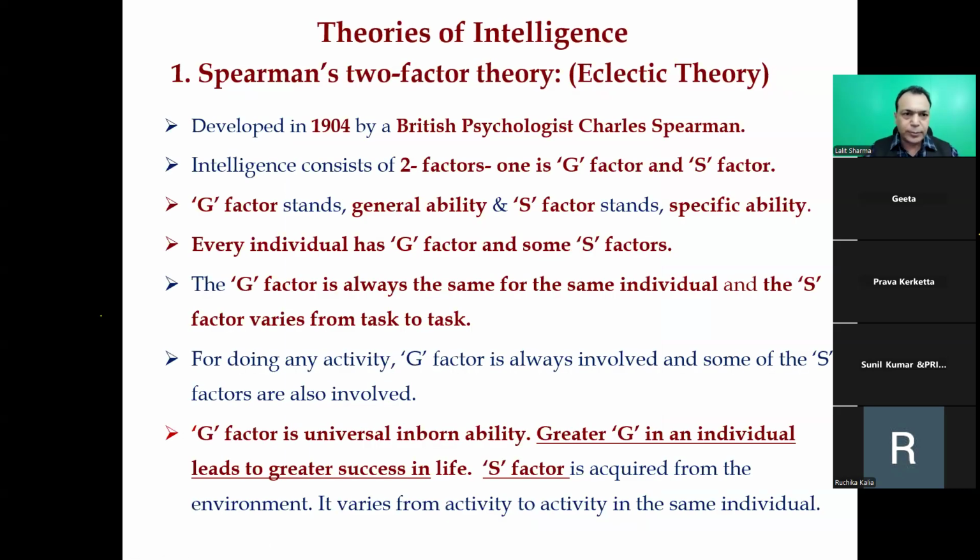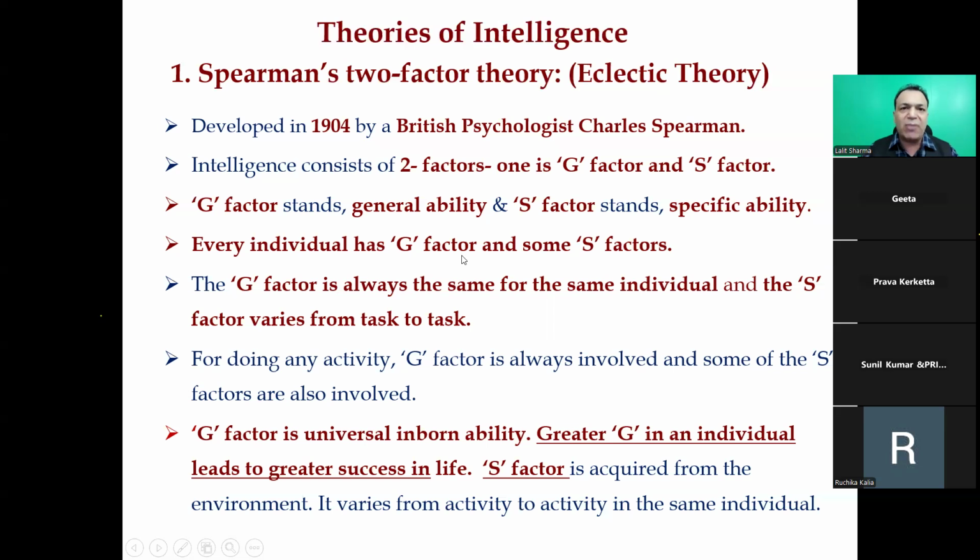One by one. Number one, this theory was given by Spearman in 1904. Okay, he was a British psychologist, Charles Spearman. His full name is Charles Spearman. He was a British psychologist. According to Charles Spearman, intelligence consists of two factors. One is called G factor, one is called S factor. G factor stands for general ability and S factor stands for specific ability.